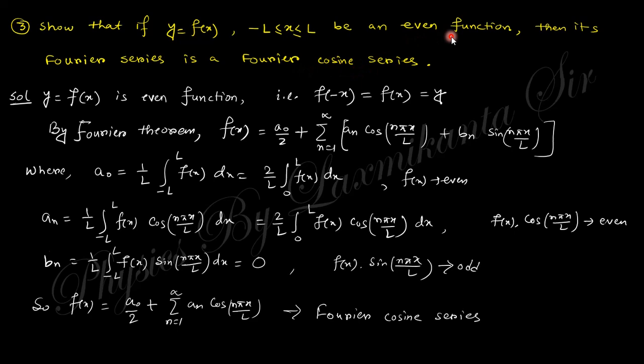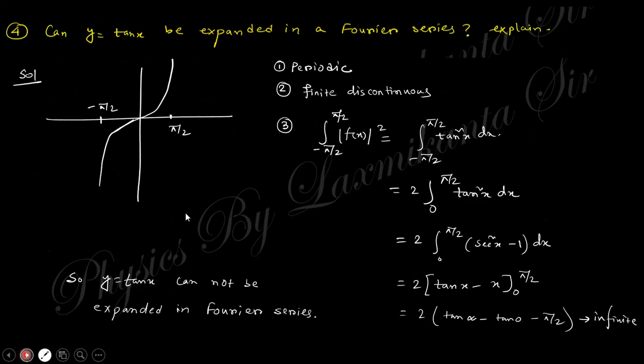In case of an odd function, this is odd, this is even, this becomes odd, so this must be 0, and this is odd, this is odd, the total becomes even, this is not equal to 0. So in case of an odd function, this will be a sine series. Clear? I think clear. Next question.